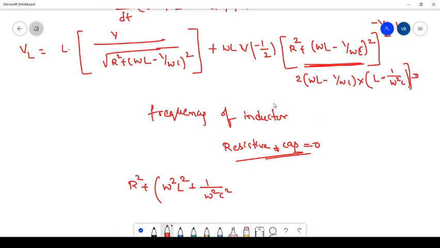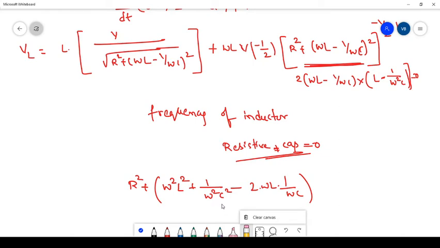So here we are going to equate this term to 0. Before equating to 0, first you simplify this one, that is omega square L square plus 1 by omega square C square minus 2 into AB, that is omega L into 1 by omega C, whole equals to that term. And here we are going to equate only the resistive as well as capacitive terms to 0.